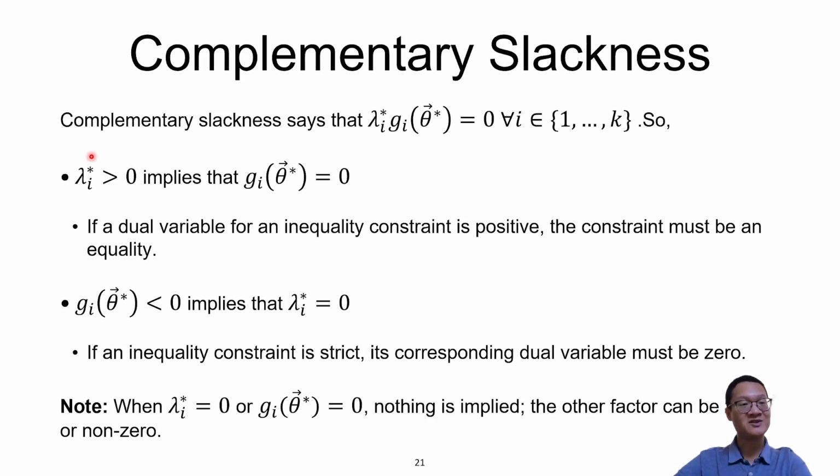The implication always starts from one of these factors being non-zero. When lambda i is greater than 0, that implies the other factor must be 0. And if the other factor is not 0, i.e. negative, then the first variable must be equal to 0. The other implication direction doesn't really hold. That's because if one of them is 0, then the other factor could be 0 or non-zero, and for the entire thing to be 0.